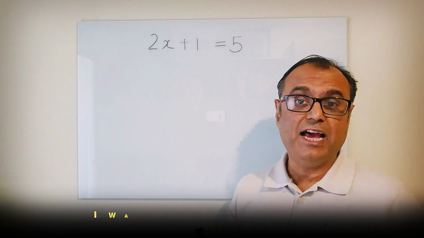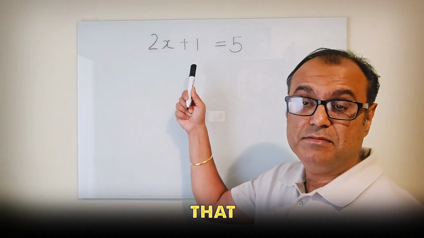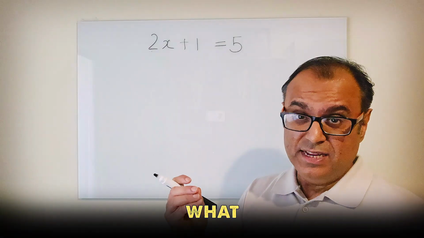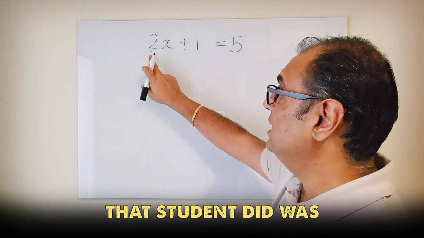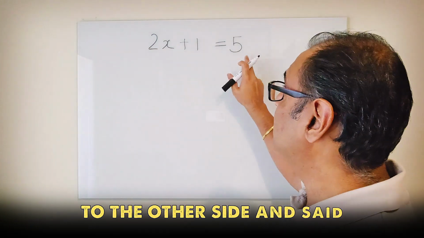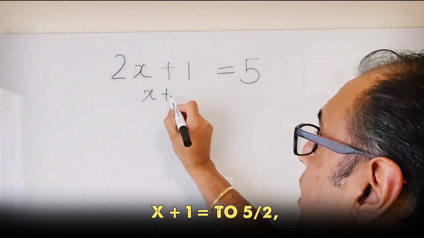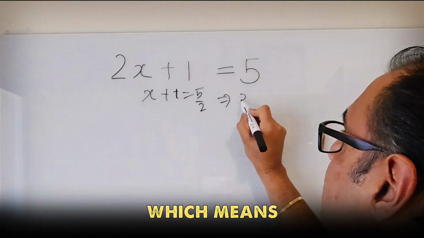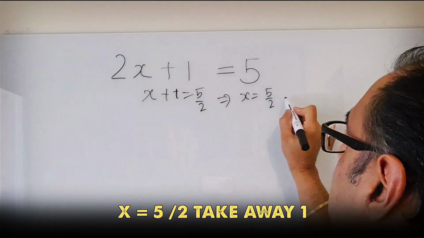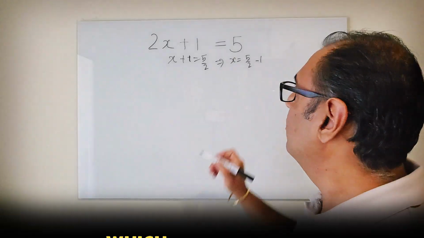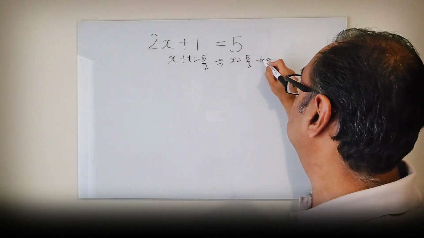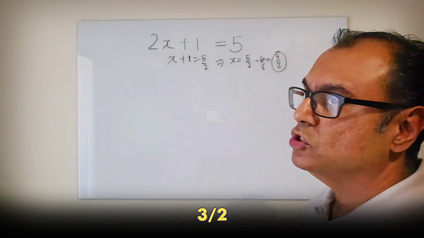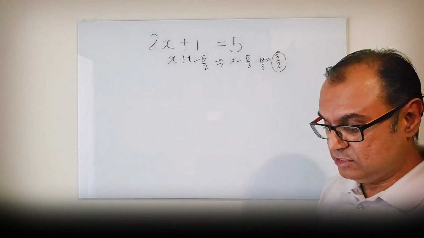Everyone. So last night I was teaching a year 12 student who was trying to solve this basic linear equation and was fumbling. What that student did was take that 2 to the other side and said x plus 1 equals 5 on 2, which means x equals 5 on 2 take away 1, which is nothing but you times 2 on both the sides, so that becomes 3 on 2. So the answer that he gave me was 3 on 2.